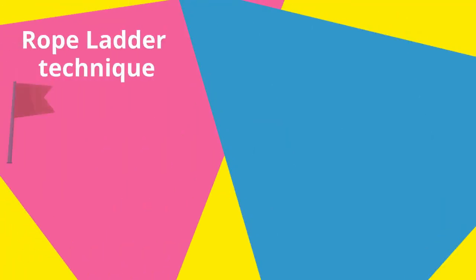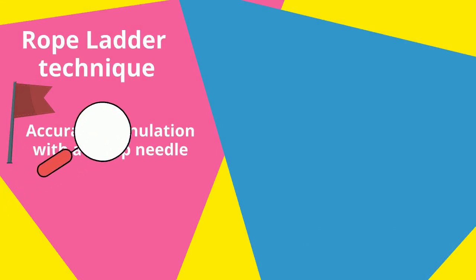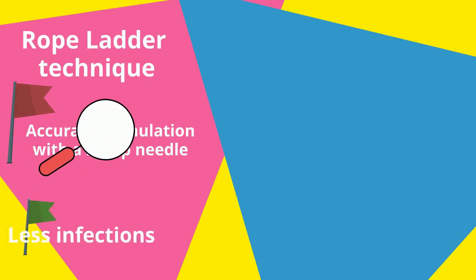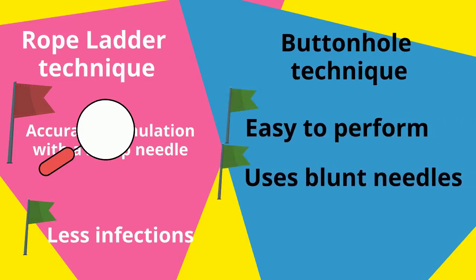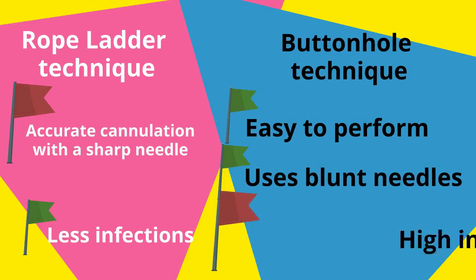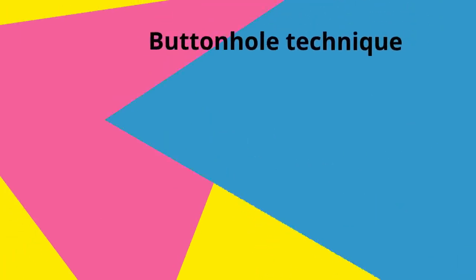The rope ladder technique requires accurate cannulation with a sharp needle, but is associated with lesser risk of infection. Buttonhole cannulation, on the other hand, is easy to perform and uses blunt needles, but is associated with higher risk of local and systemic infections.